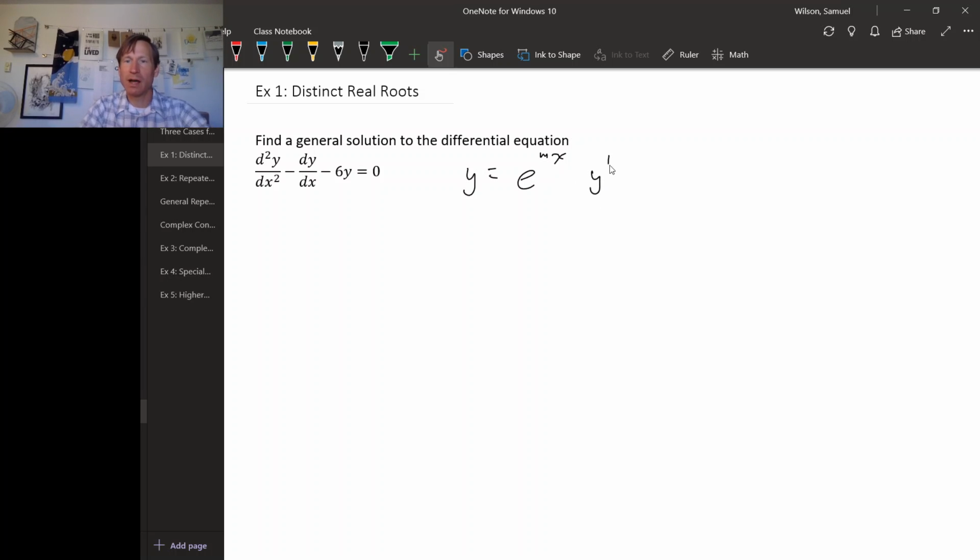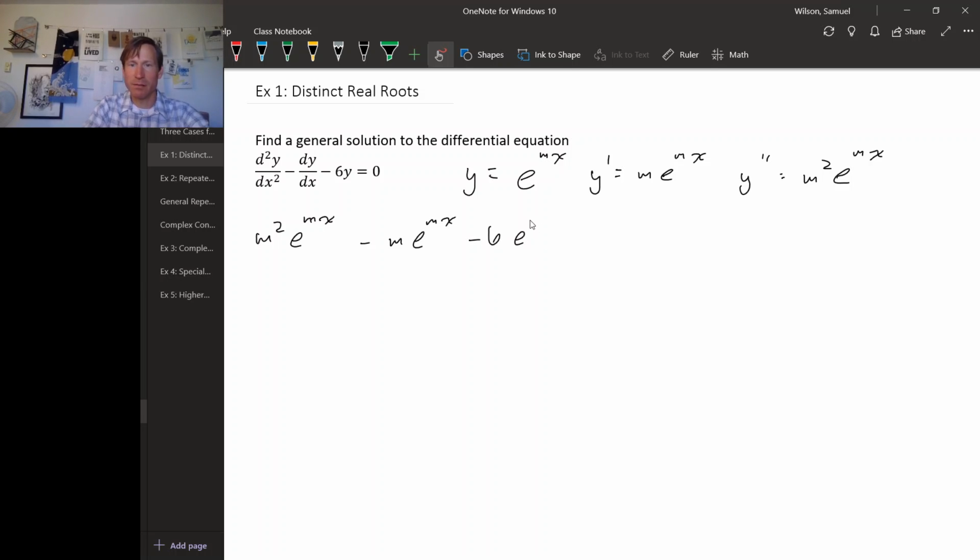mx, in which case y prime is m e to the mx, and y double prime is m squared e to the mx. And when we plug this in, we get m squared e to the mx minus m e to the mx minus 6 e to the mx equals 0. And everything has a factor of e to the mx, so you can factor that out. You get m squared minus m minus 6 times e to the mx equals 0.